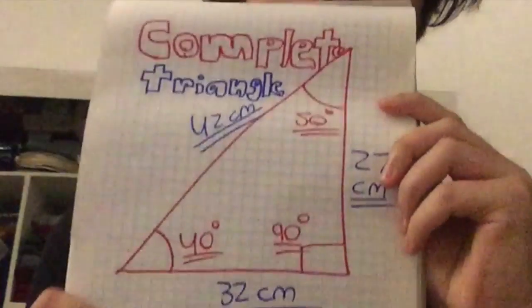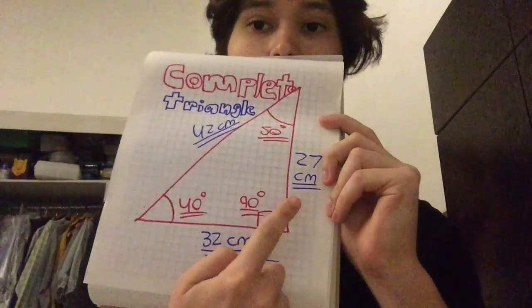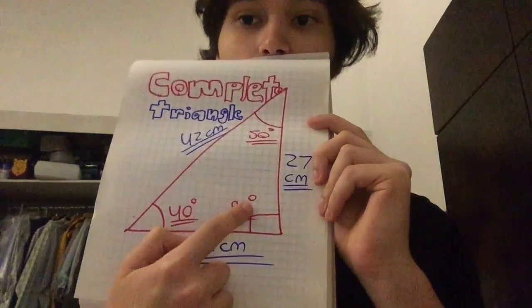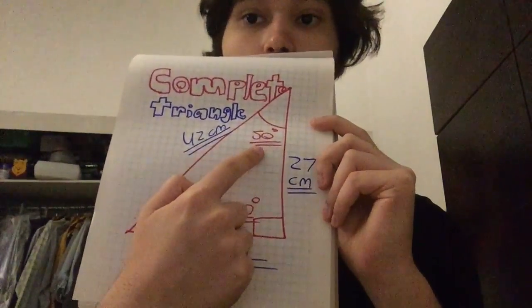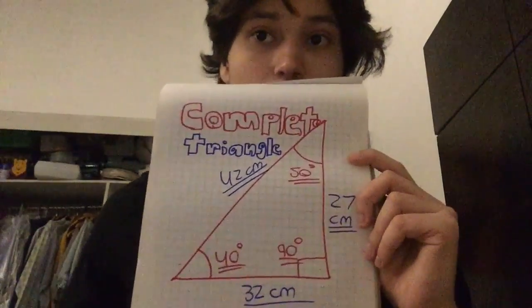Well, so now after simple work, we have a complete triangle. We have the 42 centimeters that we started with, we found the 27 centimeters, we found the 32 centimeters, and then from the 90 degrees and the 50 degrees that we were given, we were able to get 40. So that's pretty much it.